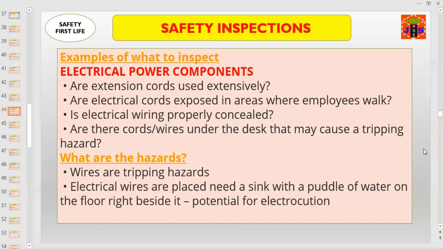Electrical wires are placed near a sink with a puddle of water on the floor right beside it. Potential for electrocution, because water is a good conductor.